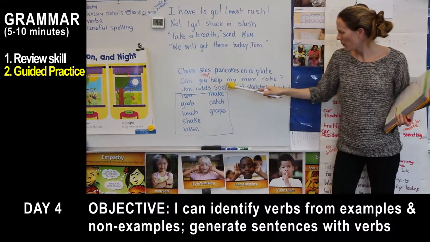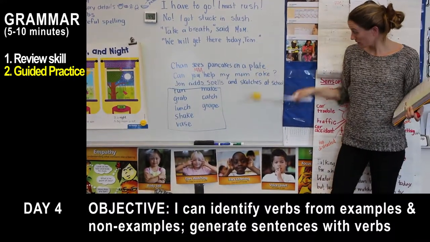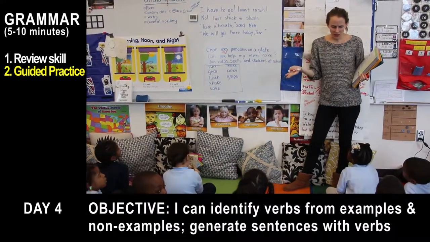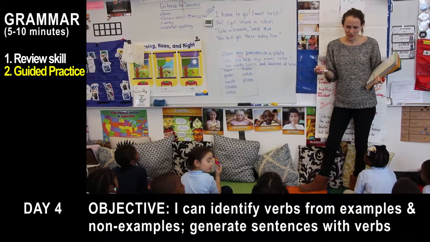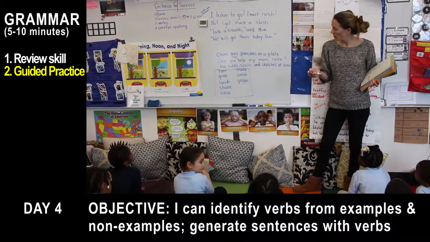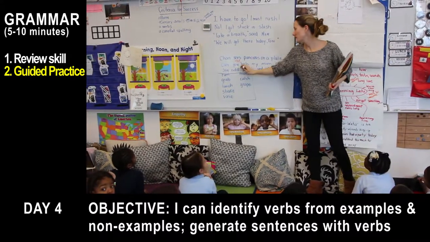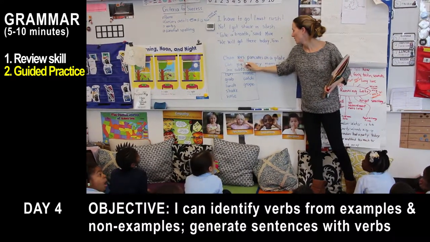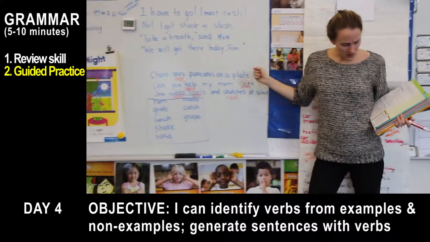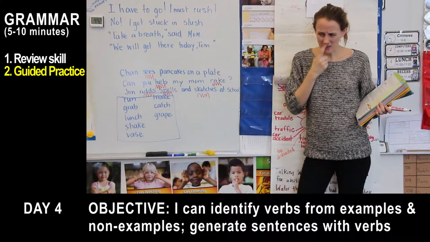Can you help my mom rake? What's the action word that the person, place, thing, or animal in the sentence is doing? Help. The question is, can you help? That's the main action word. Anything else in the sentence that anyone was noticing?